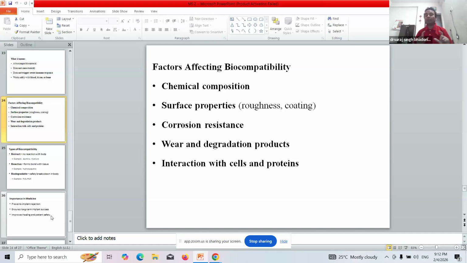Again, this surface property also relates to the properties of cells, of other tissues, of bones, of the alignments of various tissues. So this is the surface property. This is a very important part.